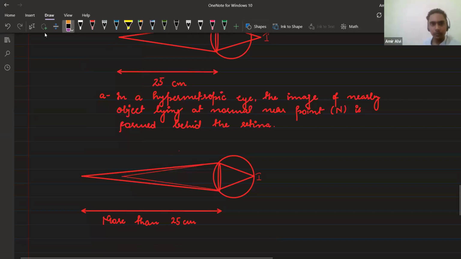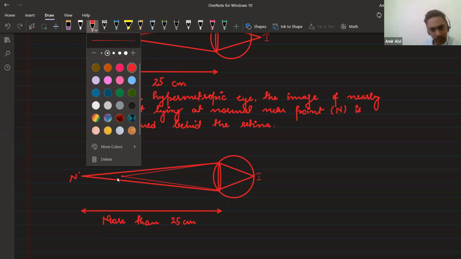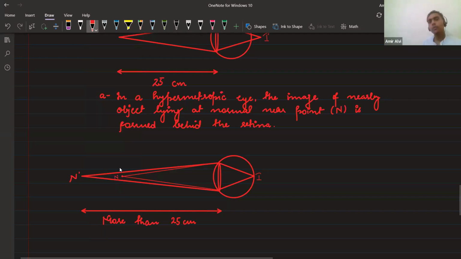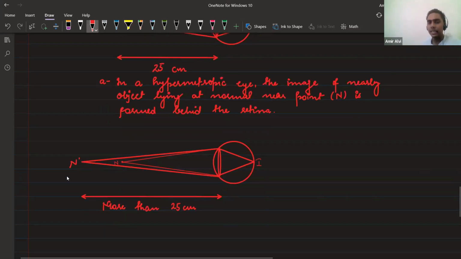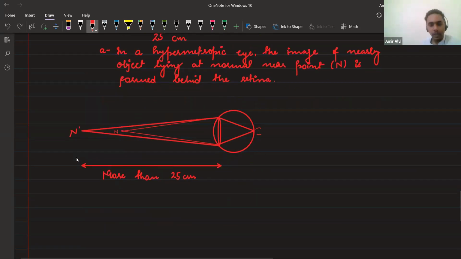Okay, children? So this is N naught, N dash, you can say, the new near point of this eye. And this is the actual near point. This is N. Clear, everyone? So as you can see, the normal near point of a human eye is this, but due to hypermetropia, the near point has increased. Clear?